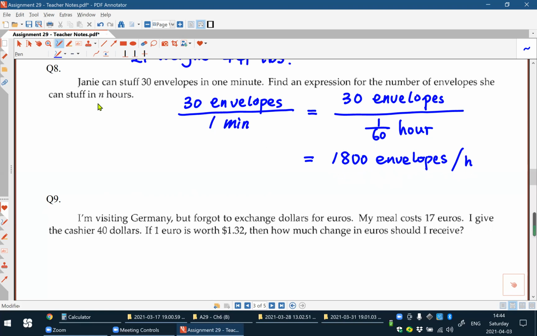And now if we have n hours, then she can stuff 1800n envelopes, right? Okay, have a look at this. Any questions?